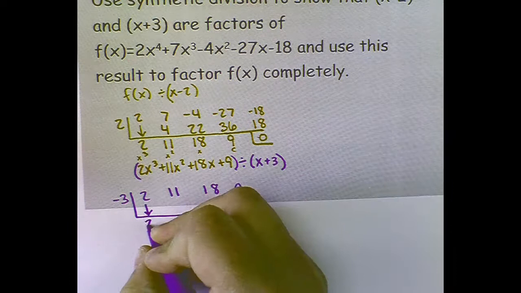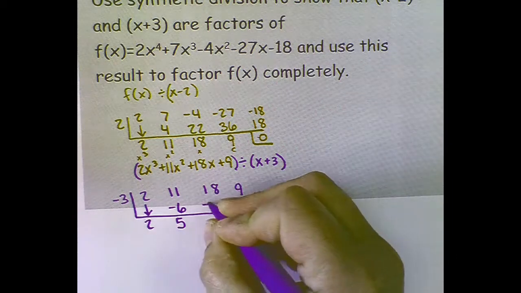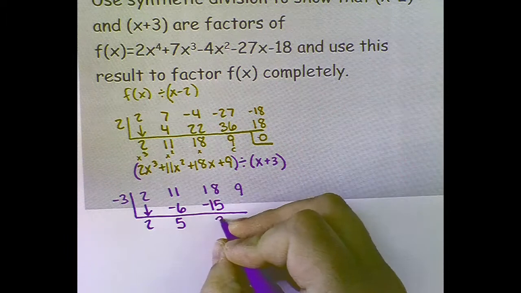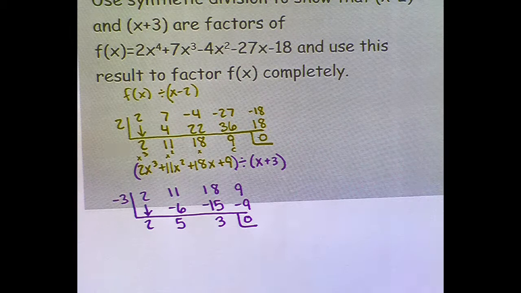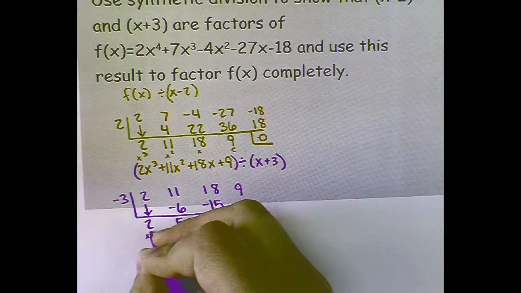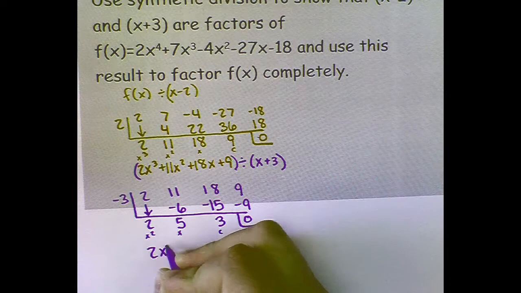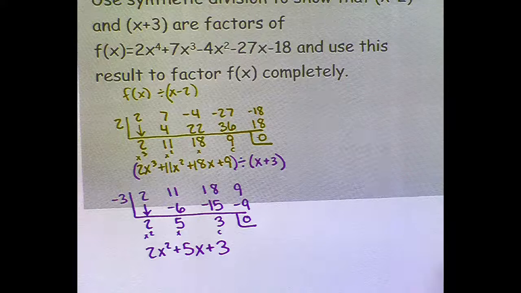We'll bring down the 2 and multiply, getting negative 6. Add to get 5. Multiply, negative 15. Add for 3. Multiply for negative 9. Add to get 0. Our final remainder is 0. Good. We have our constant, x, and x squared. We are left with 2x squared plus 5x plus 3.